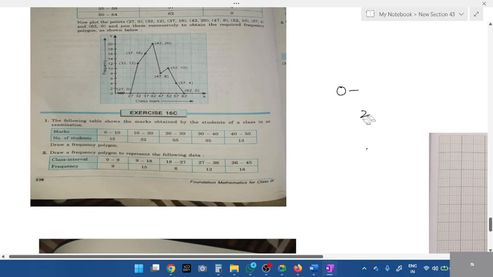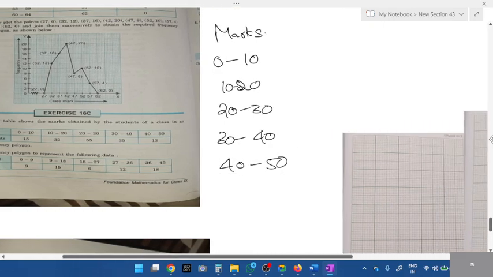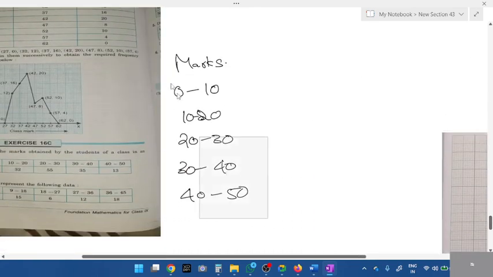Now, first thing, this is not cumulative frequency. It is frequency polygon. They'll tell you to draw a frequency polygon. So what you'll do? Marks you have to take in the first column, x-axis. 0 to 10, 10 to 20. All of you will write this. Do it along with me, students. Write this table. 20 to 30, 30 to 40, 40 to 50. Be quick. Write this table first.